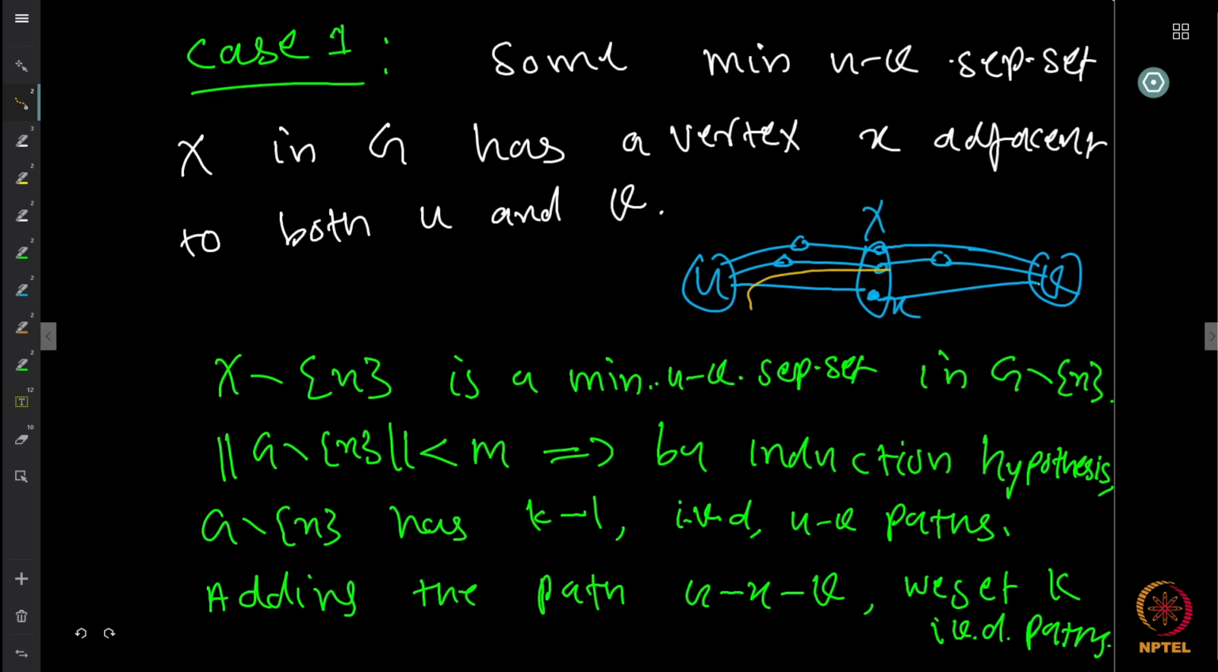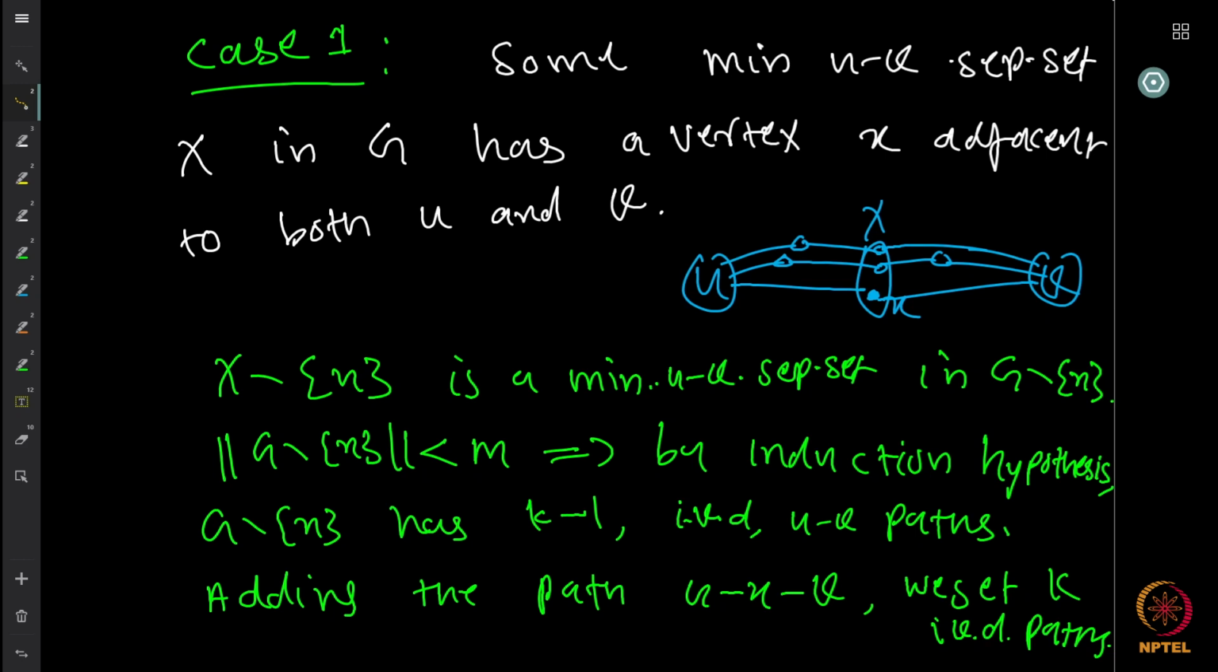So once you get this many paths by induction, what you do is just add the path U to X, X to V, right? Because U and V are adjacent to X. So UXV is a path which was not present in the graph G minus X. So this path is going to be internally vertex disjoint from all the other paths obtained by the induction hypothesis. So adding this path, I get k minus 1 plus 1, that is k paths in the graph, which solves this case.